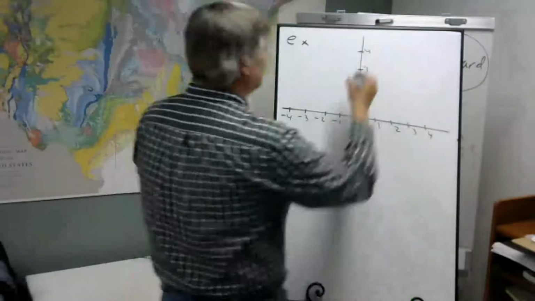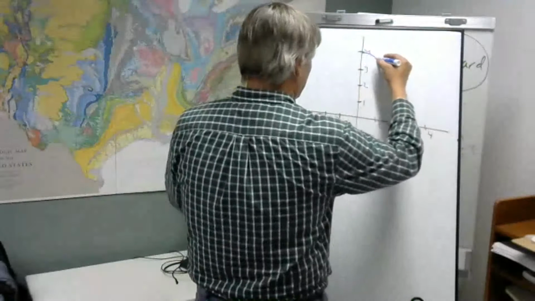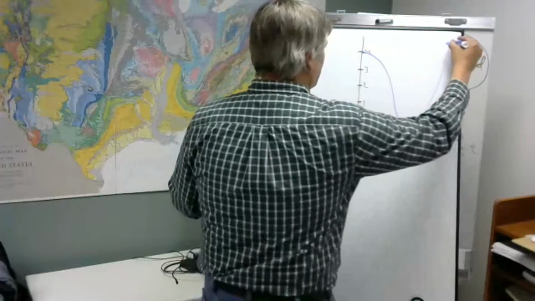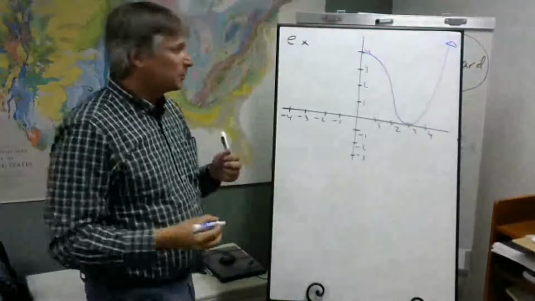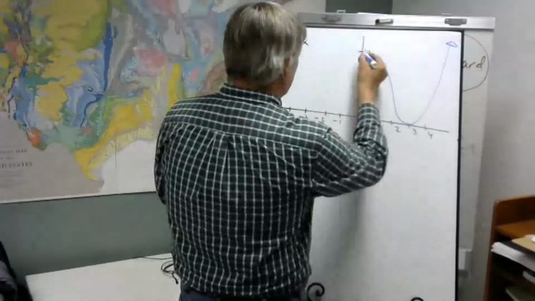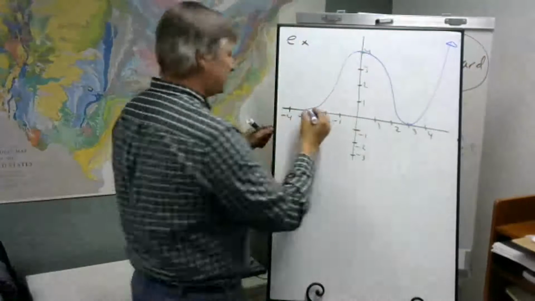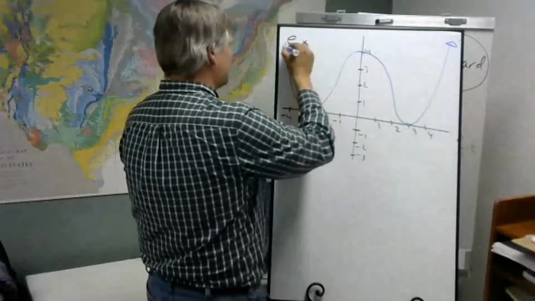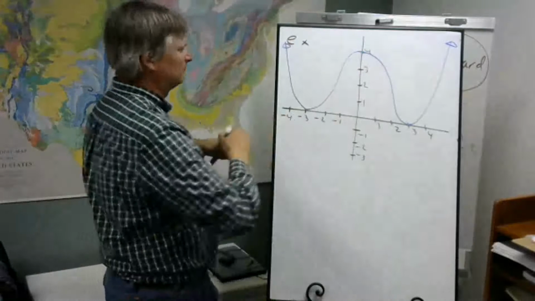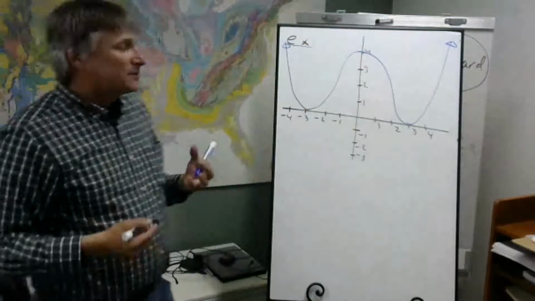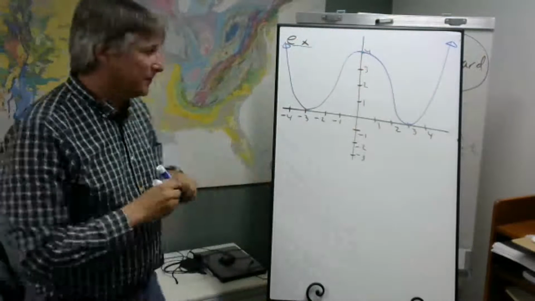Let's say we have this function that contacts the x-axis at x equals 3. Well, let's say it contacts the x-axis at x equals -3. So where is this function increasing?